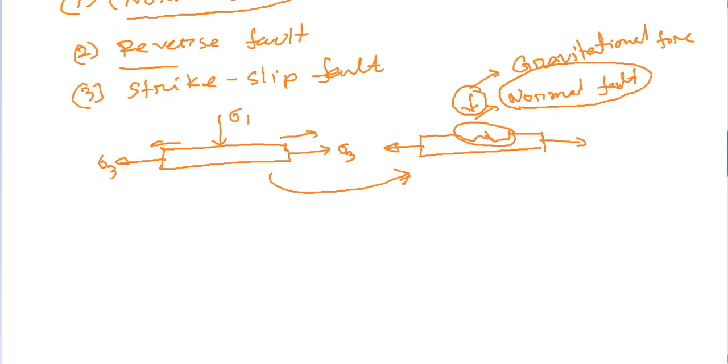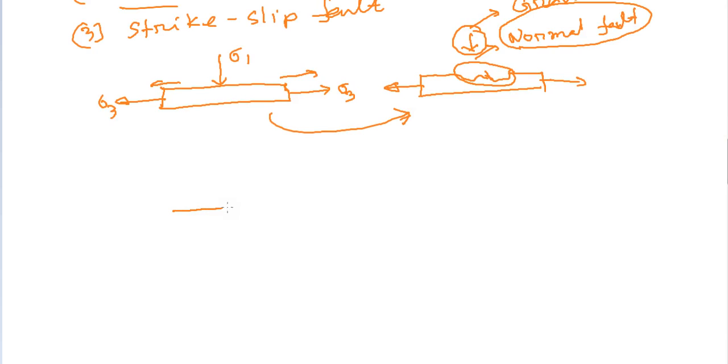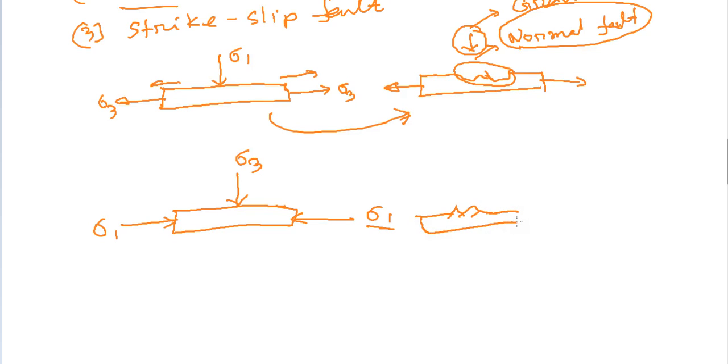Reverse fault. Consider the same way, there is a block here. In the case of reverse fault, we apply the maximum principal stress, sigma 1, along the horizontal, and sigma 3, the minimum principal stress, is vertical. Then the reverse fault occurs, and the block will shorten because sigma 1 is greater than sigma 3. So definitely this block will be shortened, and there is a fault here. This kind of fault developed here is called the reverse fault.